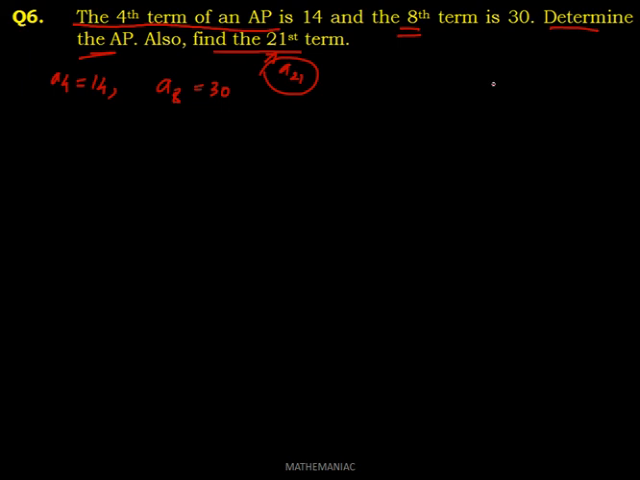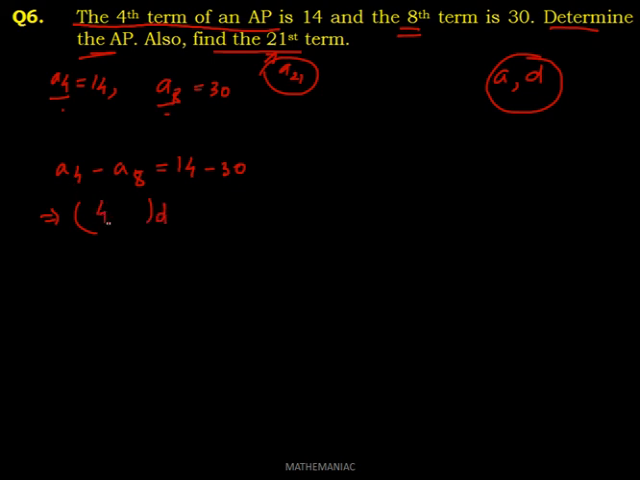To find the AP you need the first term and the common difference. Now just go back to the first slide again. When I talk about finding the common difference, if you know any two terms, then how to find it? It is very easy. A4 minus A8 is equal to how much? 14 minus 30. Now can you recall the formula what I should write here?